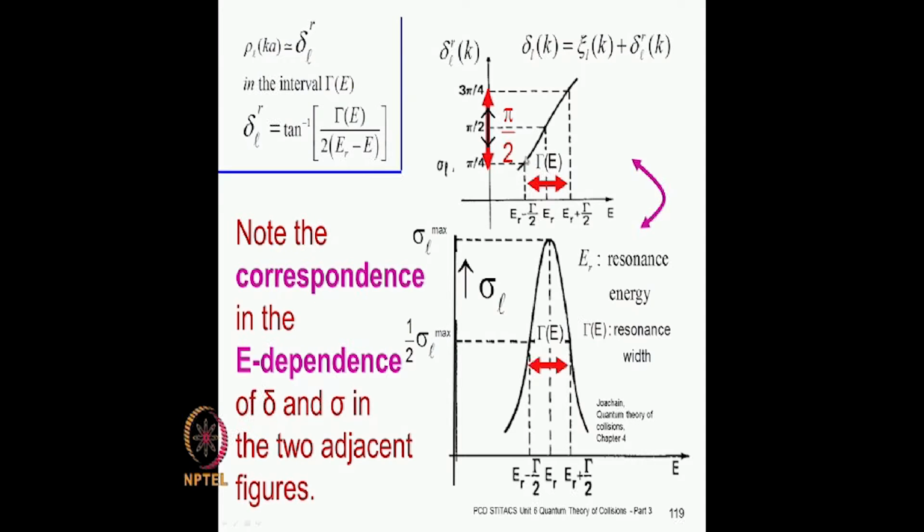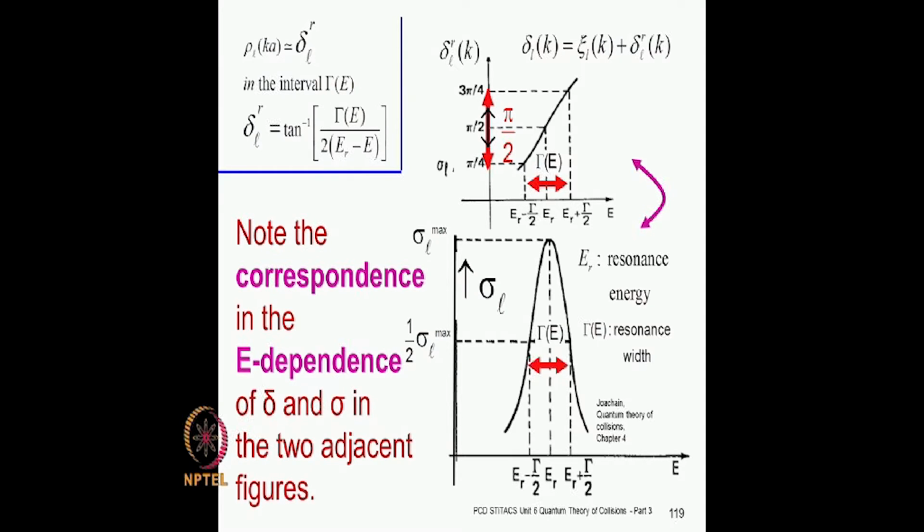As the phase shift goes through pi by 2 in this immediate vicinity in the width gamma, this is what is called half gamma. Okay? The cross section, which is maximum over here, becomes half of that at these points. So this is the scattering cross section, this is the maximum, and this is half the scattering cross section. Which is why this gamma is sometimes called the full width at half maximum.